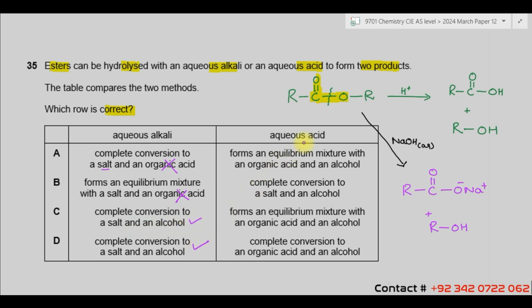This is true statement. Now let's look at the aqueous acid. So forms an equilibrium mixture with an organic acid and an alcohol. So we have organic acid, we also have alcohol. This is true. Complete conversion to a salt? No. Forms an equilibrium with organic acid and alcohol? Yes. Complete conversion to organic acid and an alcohol. In acid hydrolysis, we have equilibrium reaction, while in alkaline hydrolysis, we have a complete conversion. So this one is incorrect. Correct answer is therefore C.